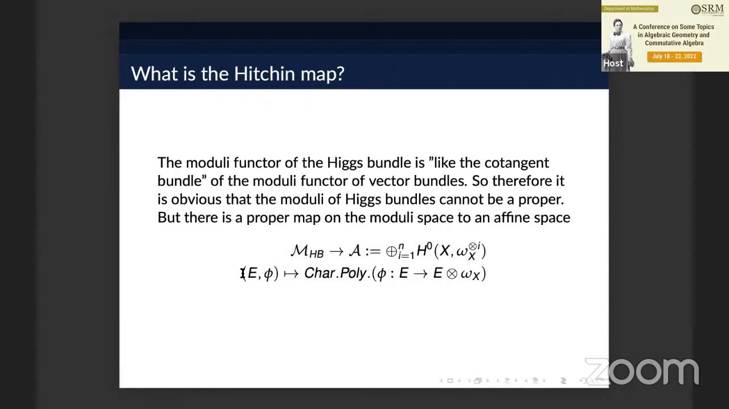A vector bundle is like a family of vector spaces, and a Higgs field is a family of linear maps between vector spaces. So one can talk about the family of characteristic polynomials, which is precisely this map. Hitchin proved that this map is proper. It's an important feature of this moduli space.